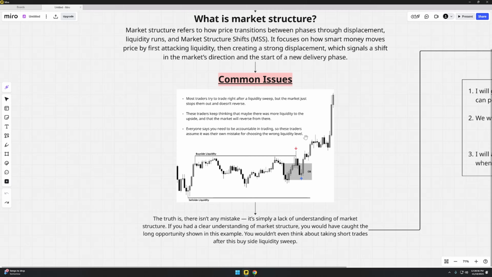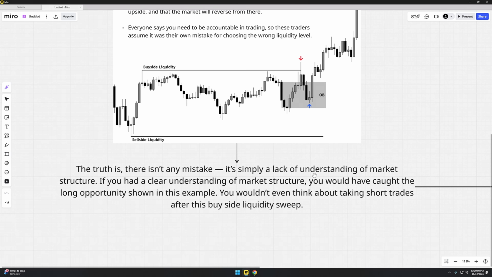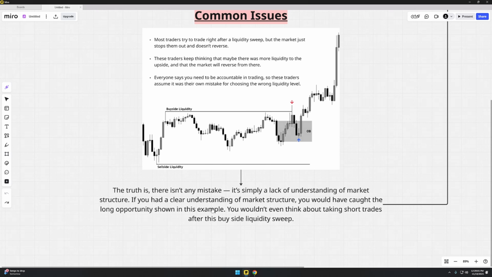The truth is, there is no mistake. It's simply a lack of understanding of market structure. If you had a clear understanding of market structure, you would have caught the long opportunity shown in this example. You wouldn't even consider taking short trades after this buy-side liquidity sweep.